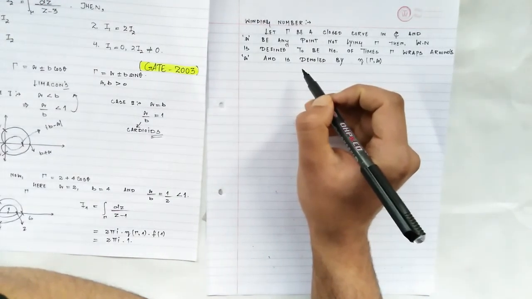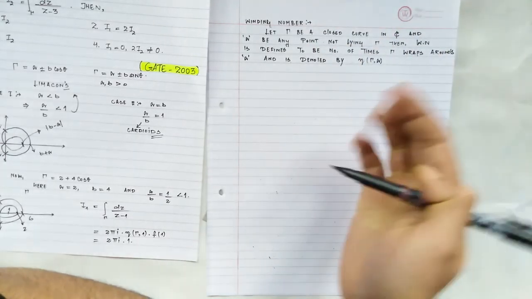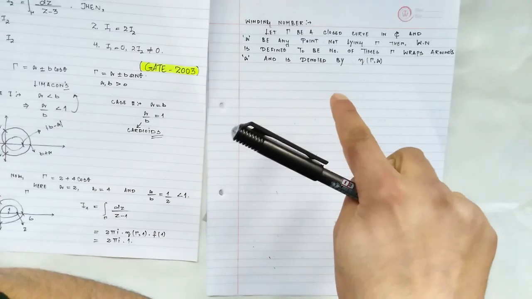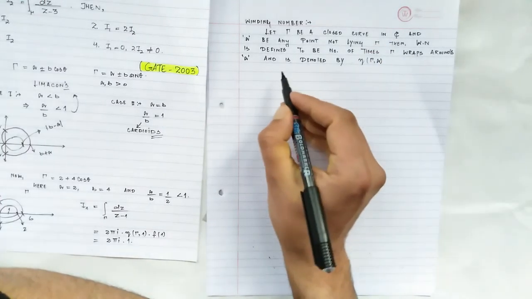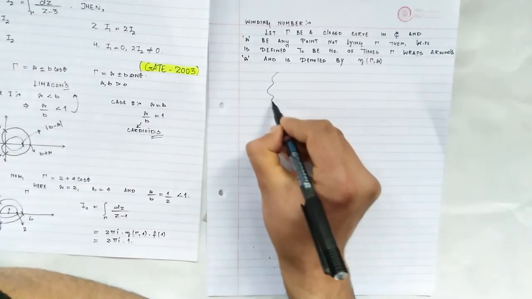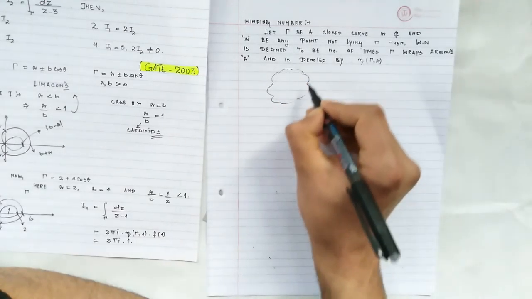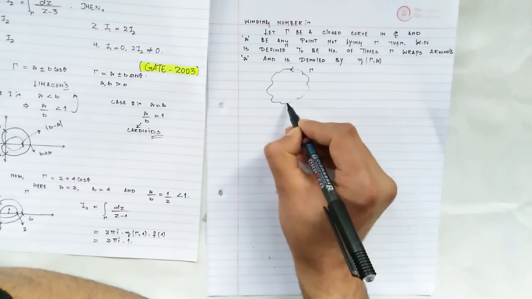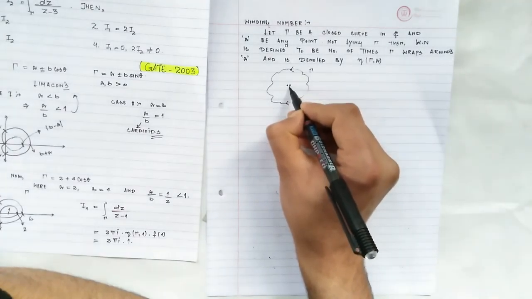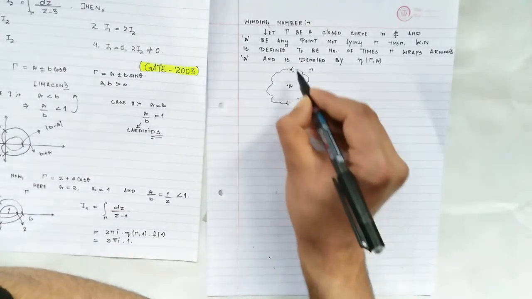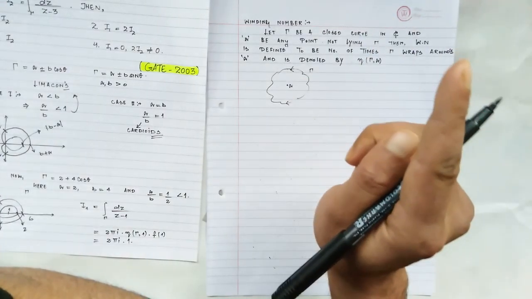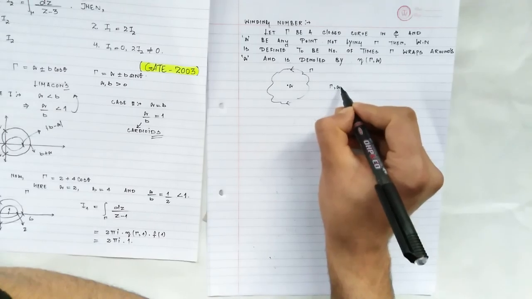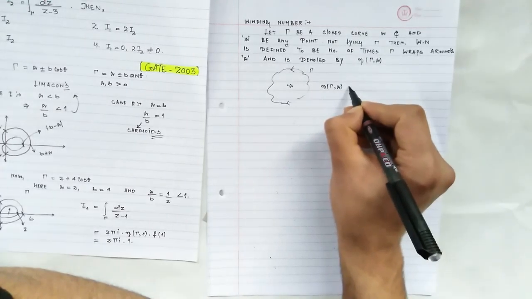But for wrapping around A, it has to be in the anti-clockwise direction rather than the clockwise. As I will try to show here, say this is my gamma, and in an anti-clockwise direction, I have a point A here. Then this curve wraps around A just once. So for this, I can write N of gamma, A is equal to 1.